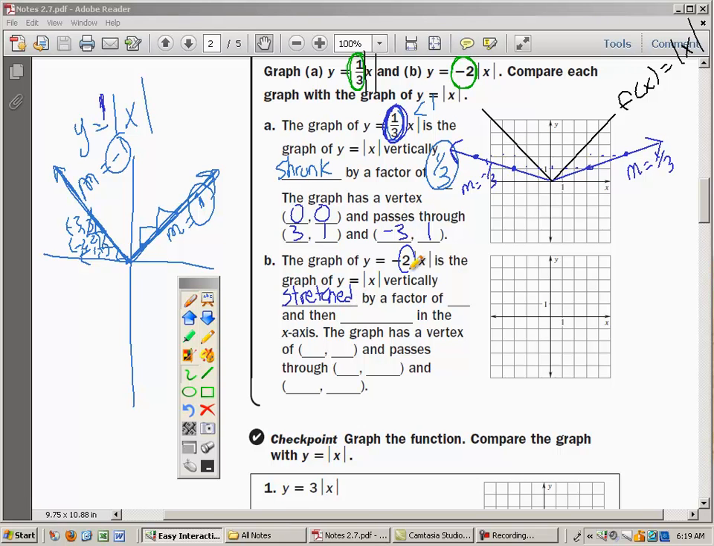It's vertically stretched because that number there is 2. That number is bigger than 1. I know what you're thinking. Well, Mr. Lowe, it's -2. That's less than 1. But let's think about the magnitude of that number. That number is 2, and so we're going to stretch that graph by a factor of 2.